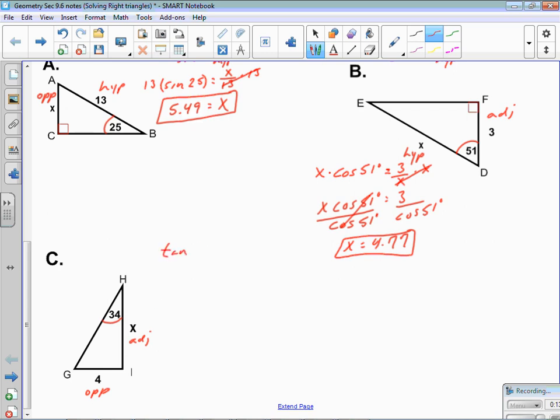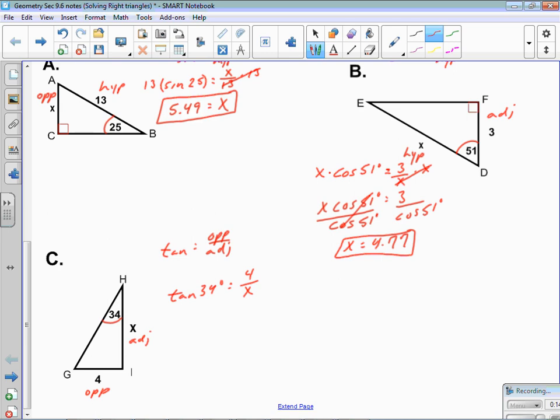This tangent is going to be equal to the opposite side over the adjacent side. So the trick on these is you've got to recognize, based on the piece you're given and the piece you're trying to find, what trig function fits into those two pieces of information. So we're going to do the tangent of 34 degrees is going to equal the opposite side, which is 4, over the adjacent side, which is the x.